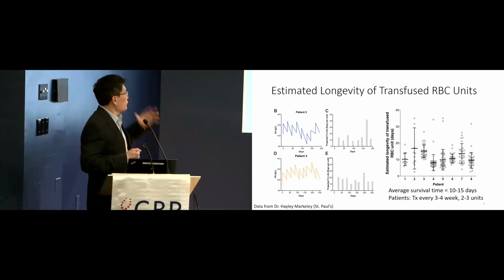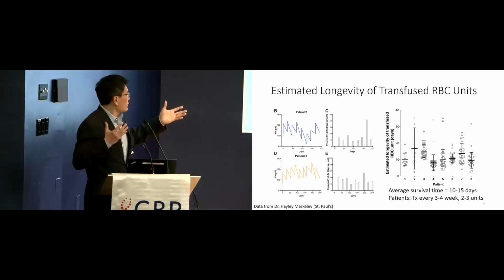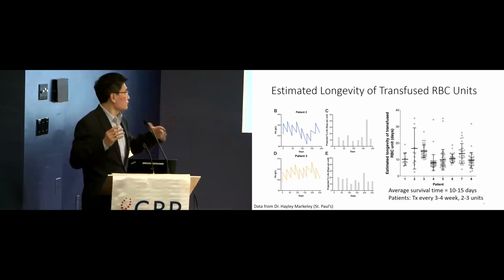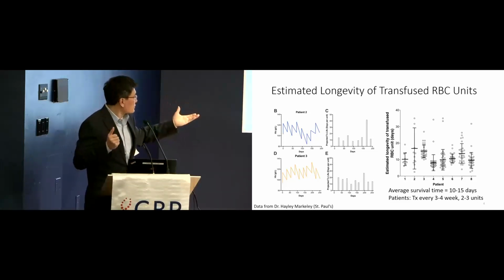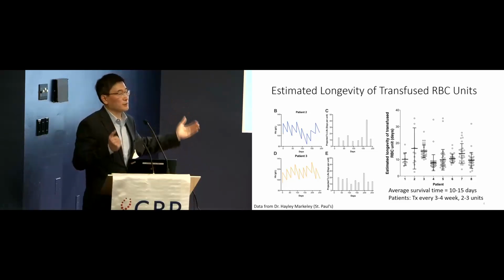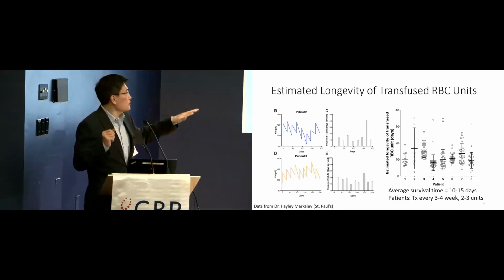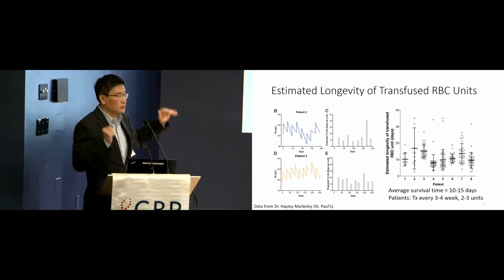If we analyze all this data for many patients, we start to get a picture over here. Whenever you run a model, you want the basic result to come out the way you think it does. In this case, average survival time is about 10 to 15 days for each unit. These are patients generally receiving transfusions every 3 to 4 weeks, typically 2 to 3 units. The average is where we think it ought to be. The clinician has very carefully adjusted the schedule so that they're getting the benefit that they need.